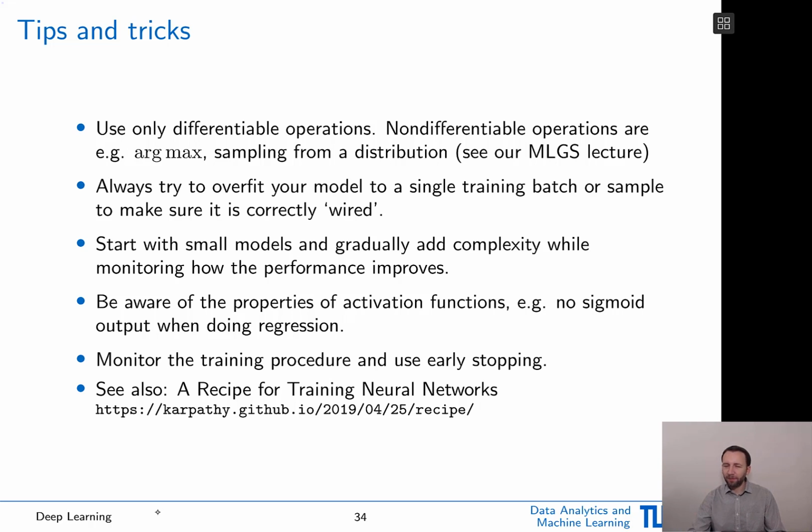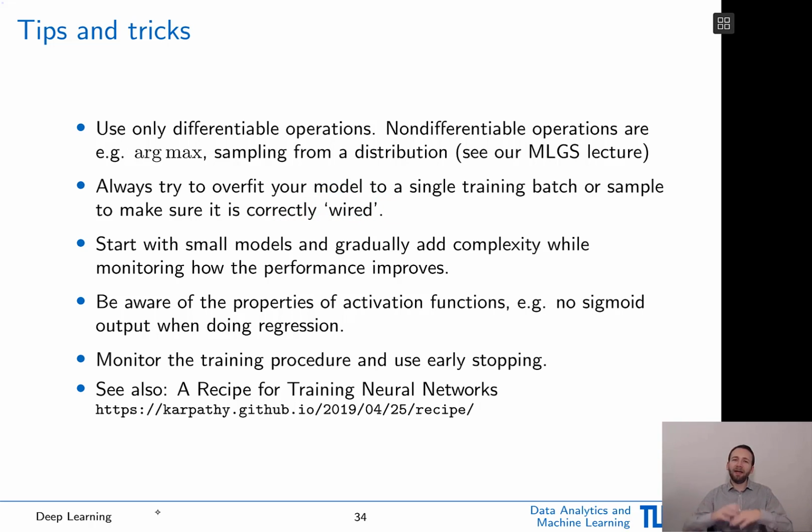But of course, there are some which are very important, like the argmax, for example, or sampling from a distribution. If you want to do some randomization in your neural network, these are all operations which are non-differentiable. So at the moment, you don't know how to incorporate this. And again, you can look at our other lectures, but as a starting point, please only use differentiable operations or operations which are directly provided by the framework, so you can already do this backpropagation. Then another tip here is always try to overfit your model, for example, to a single training batch of your data, to check that your model is, as we call it, correctly wired.